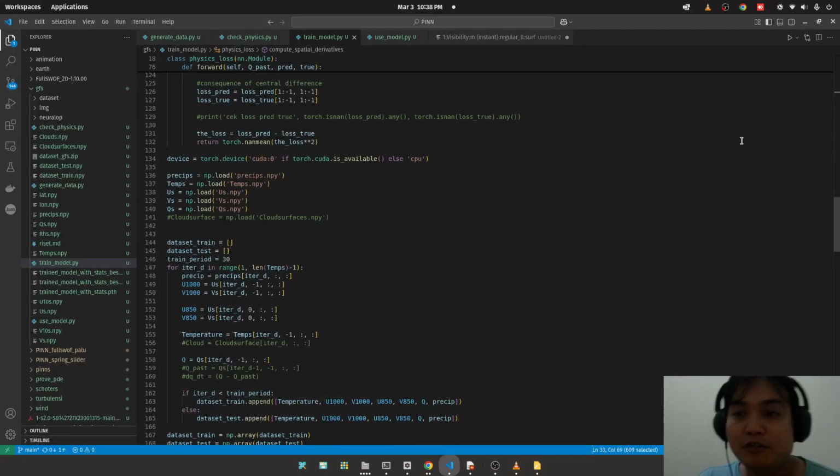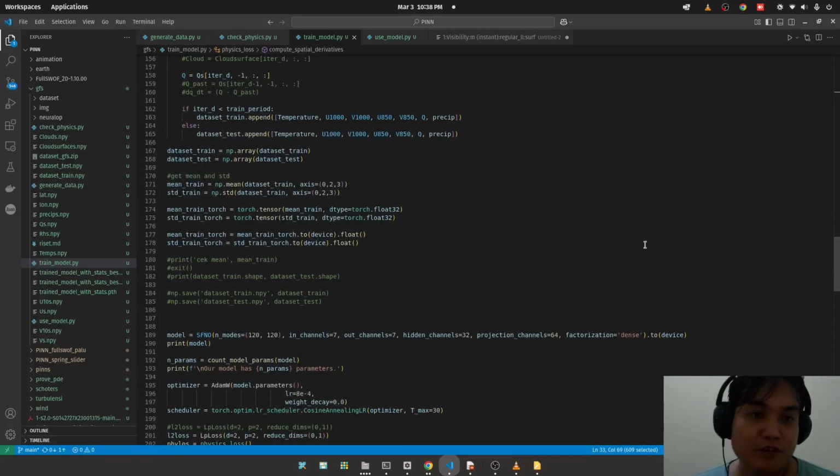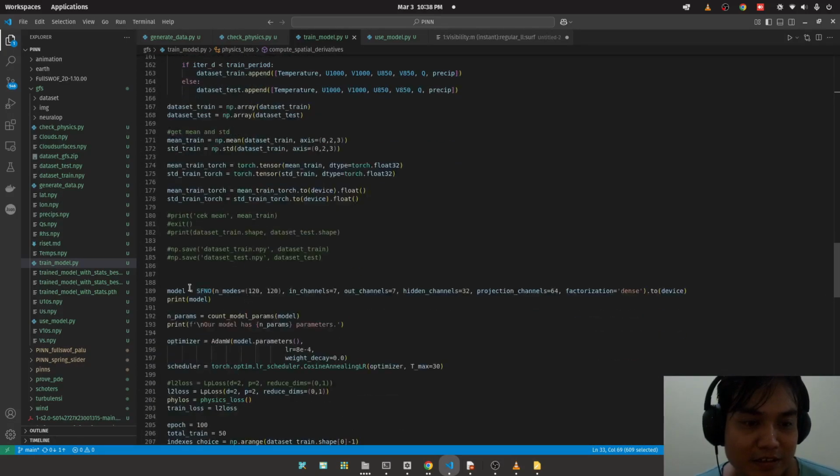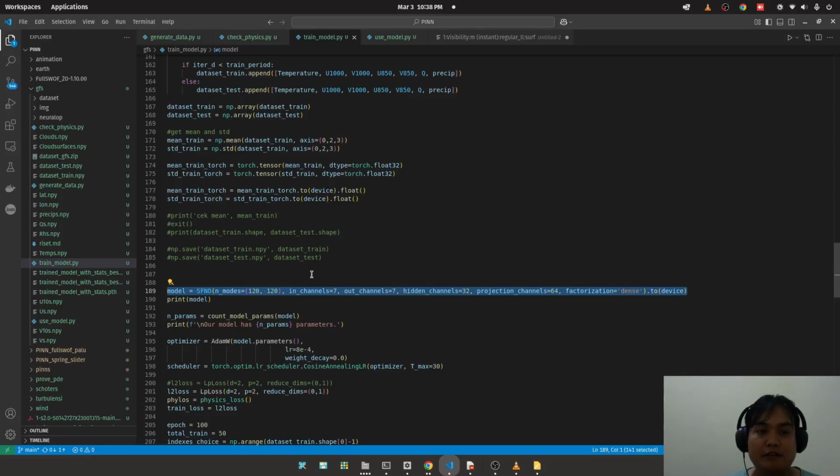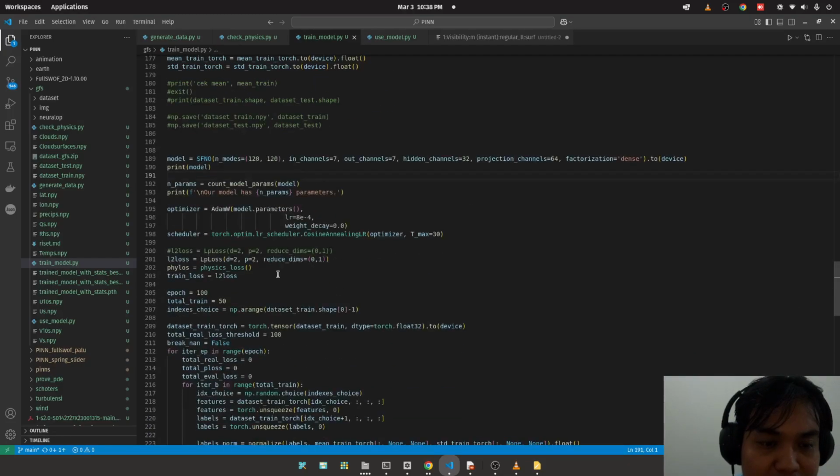And maybe you wonder, where's the model? The model is only this. In here I'm using a Fourier neural operator, but spherical. The Fourier operator in here is special because we're using a spherical operator.